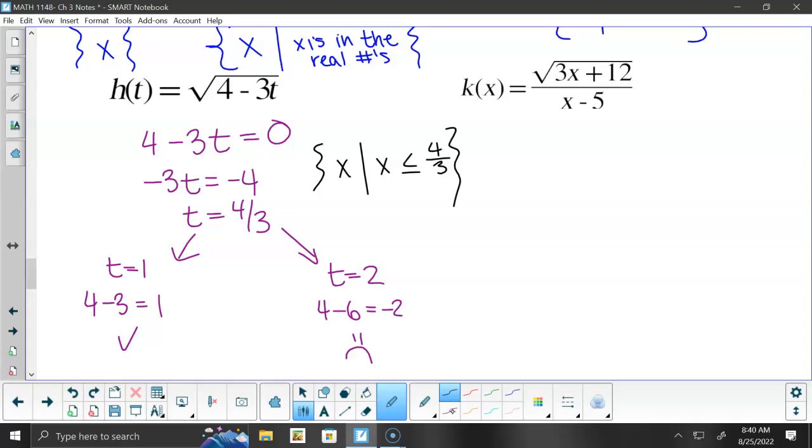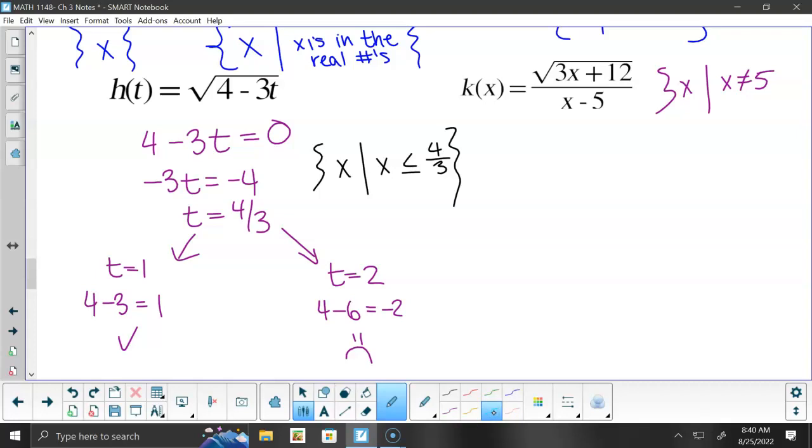Yep, 5 is definitely out of the domain because it's going to make the denominator 0. We can't divide by 0. That is out. So I know that's out. Squigglies: x such that x does not equal 5. But I've also got to look at the numerator of this because I have a square root in the numerator. I can't have any imaginary numbers.